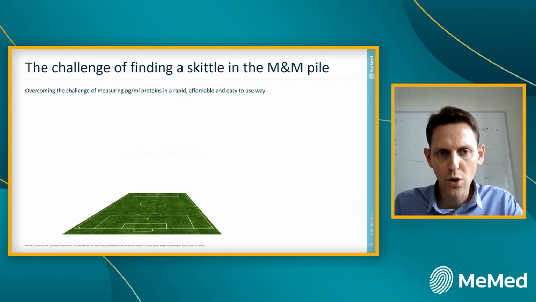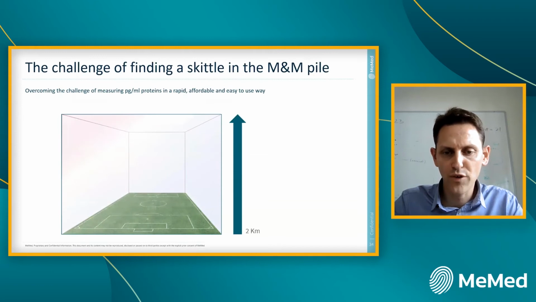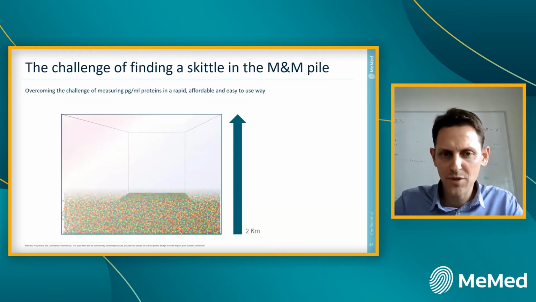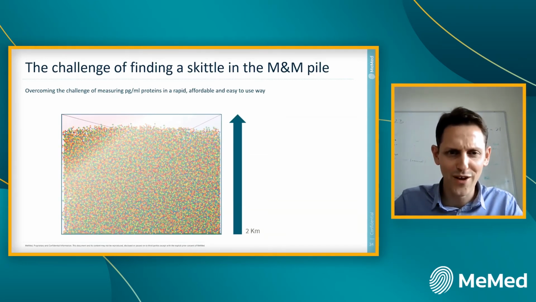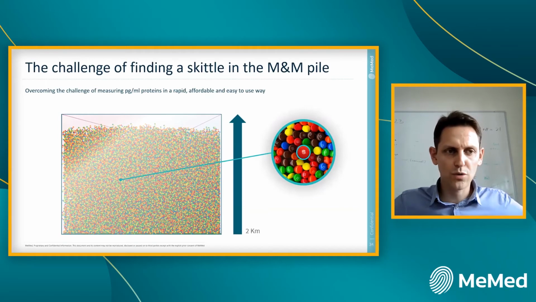We have an internal joke that measuring picogram per ml is equivalent of covering a soccer field with 2 kilometers of M&Ms, hiding a random number between 0 and 1,000 Skittles. You have to go and count the Skittles. You have 15 minutes, go. It's pretty hard. You can usually do this only on large automated immunoassay machines.